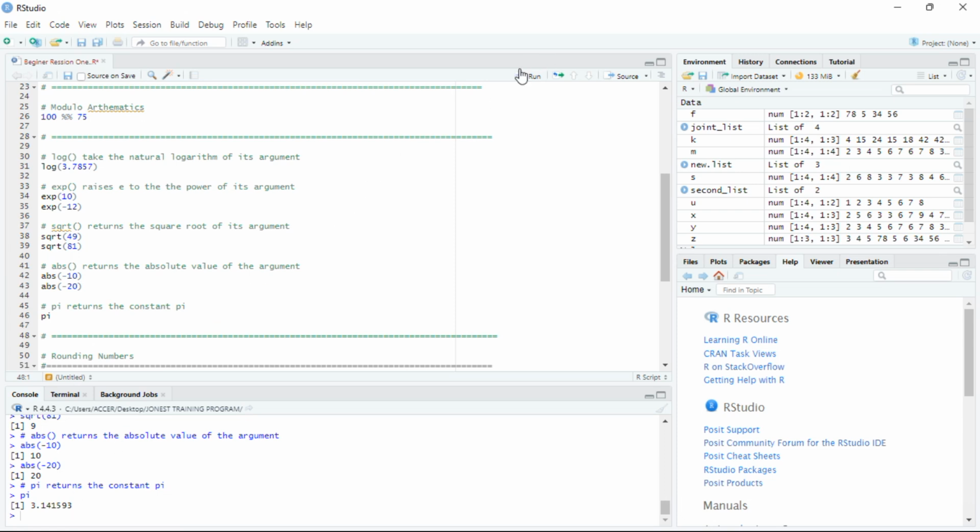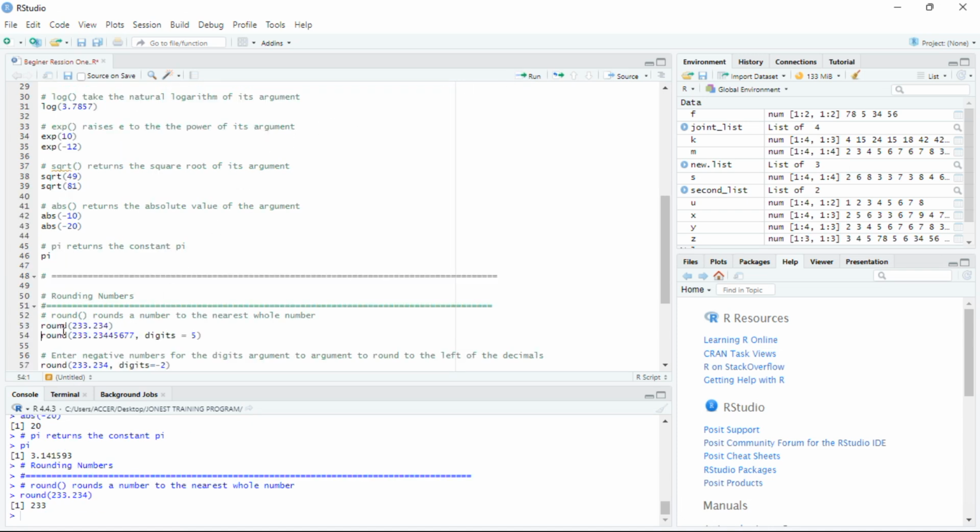And then secondly, maybe you would like to, let's say, round a certain number, right? So we use the round function to round numbers to the nearest whole number, right? So for instance, if you want to round this one, 233, right, 0.234, to the nearest whole number, you just put the cursor there and then just click on run. So once you run it, you are going to get 233, as you can see here.